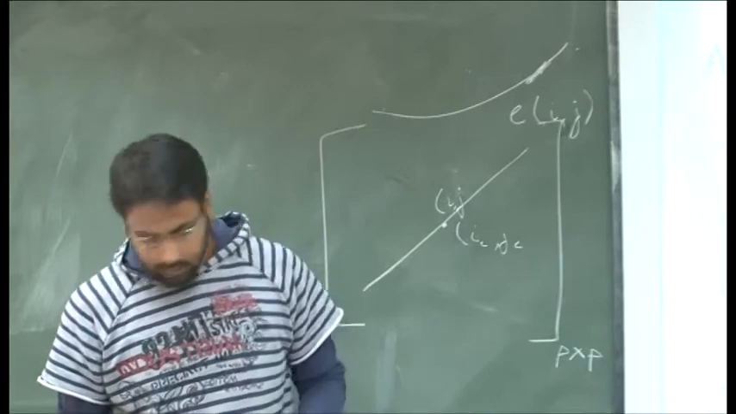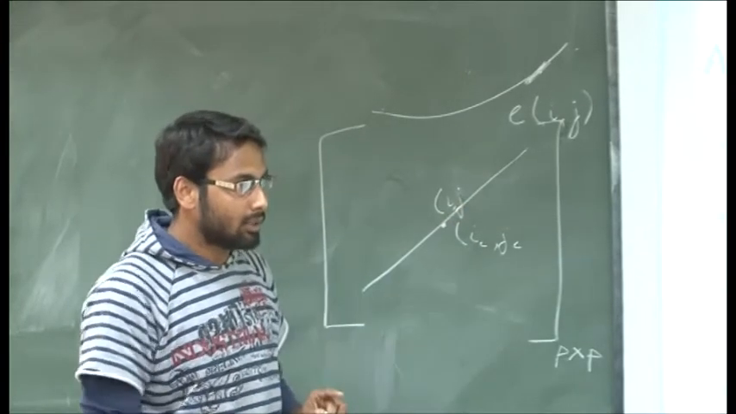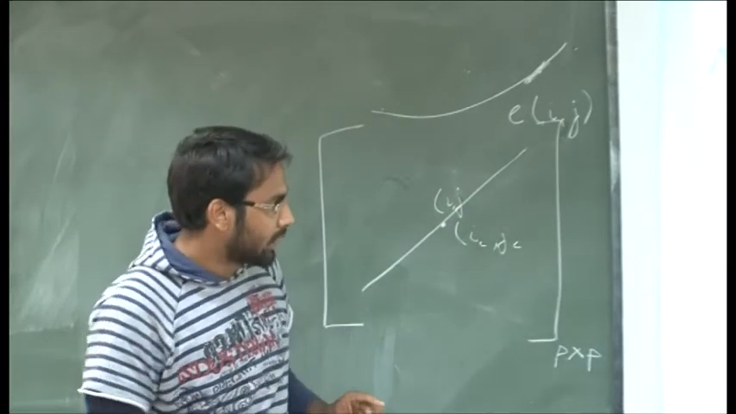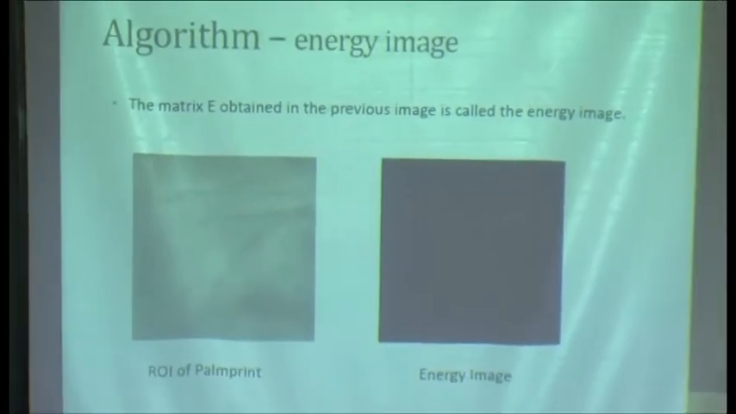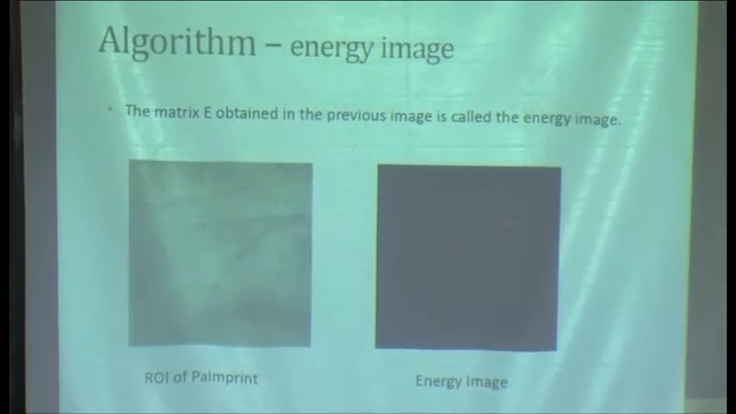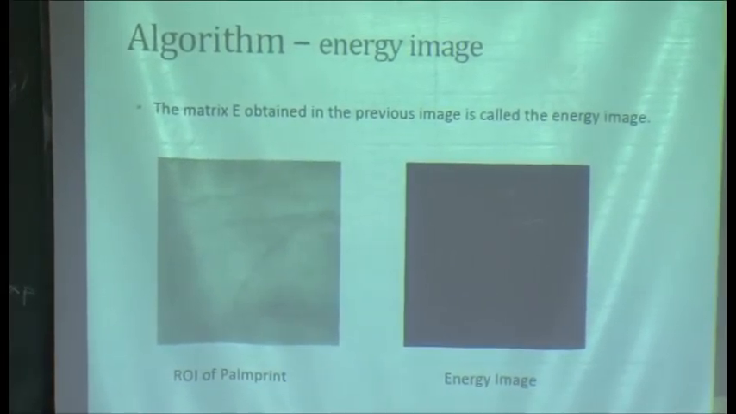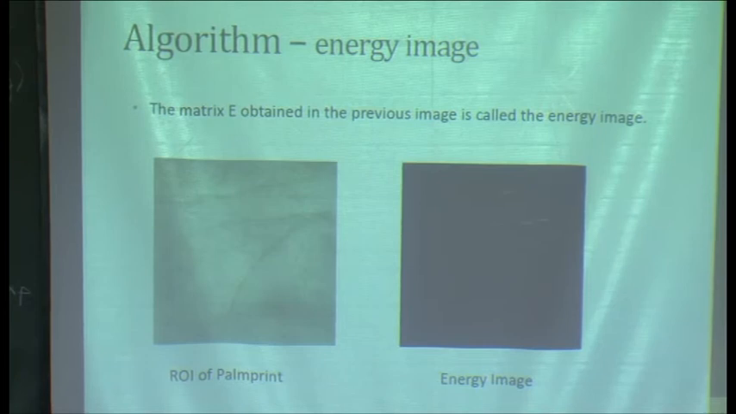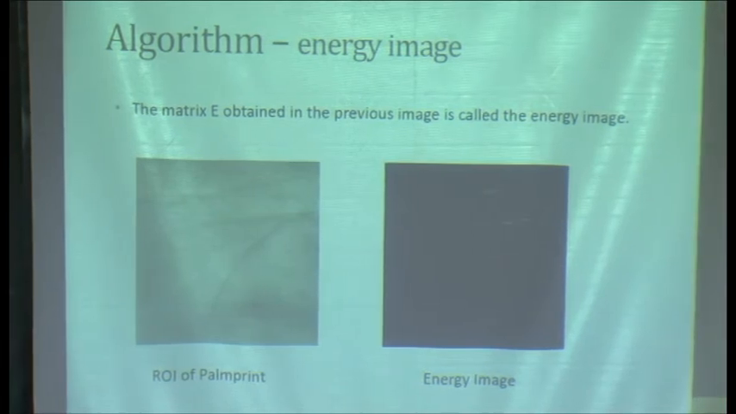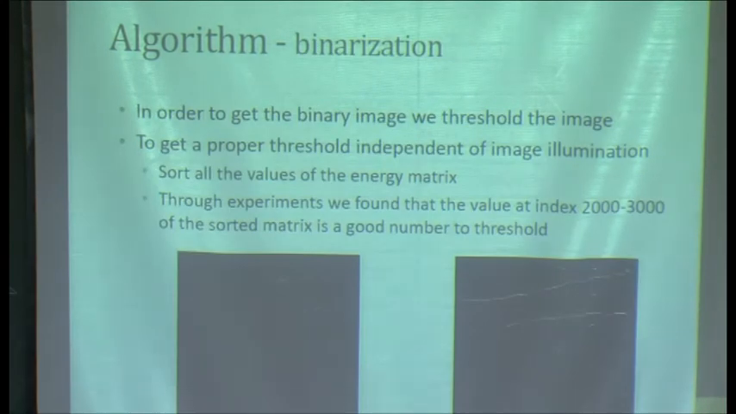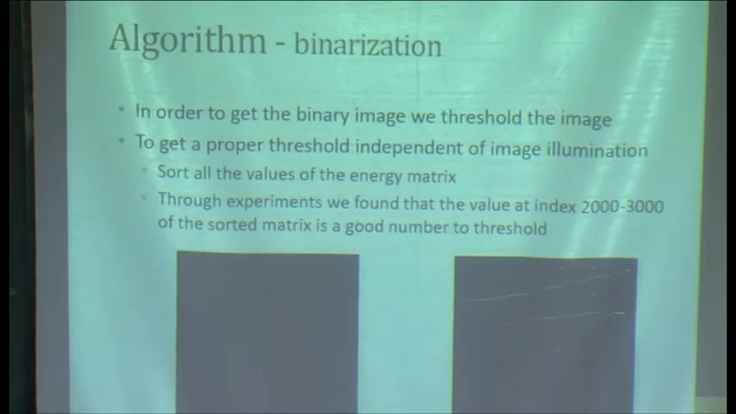We do this for each and every point, and we get the energy image. So this is the matrix of all the Eij points. From the energy image, as you can see, the prominent lines are visible. So the principal lines are actually visible here. From that, by thresholding, we extract the lines.